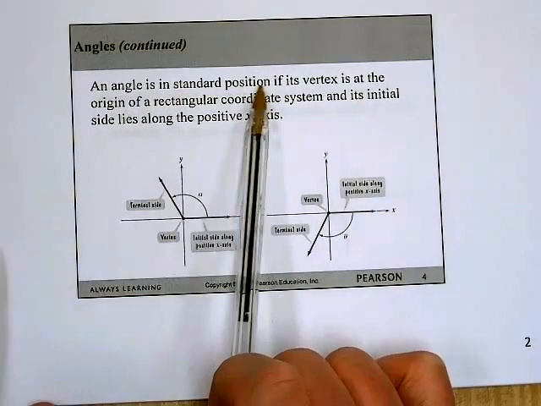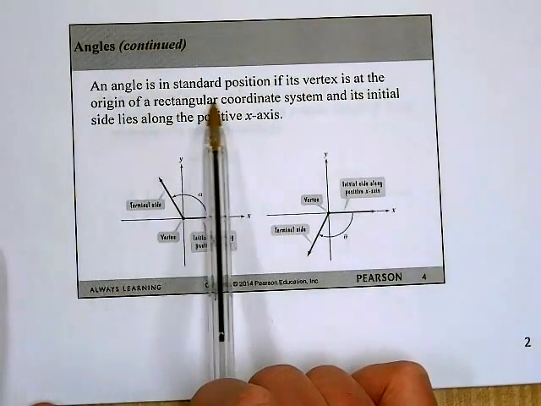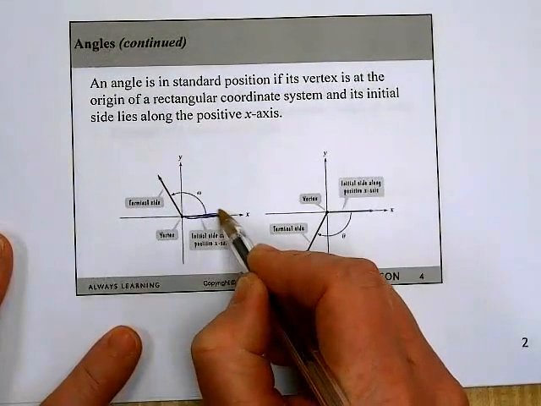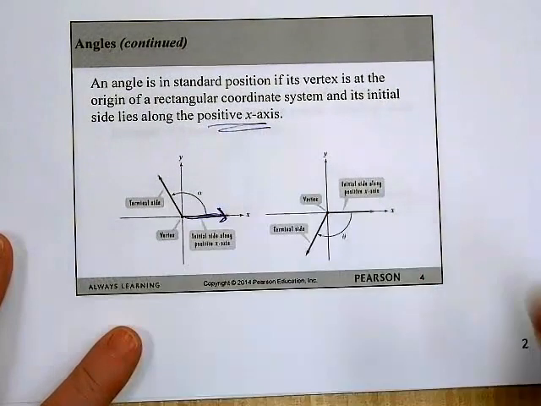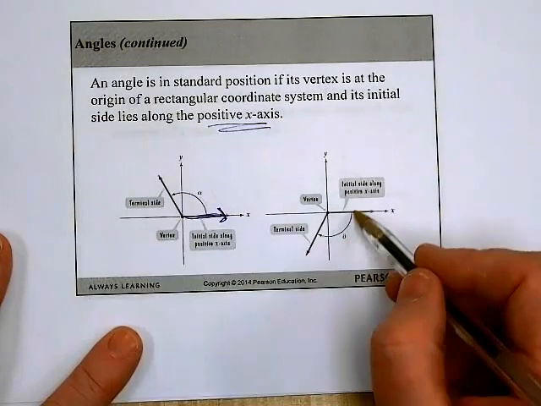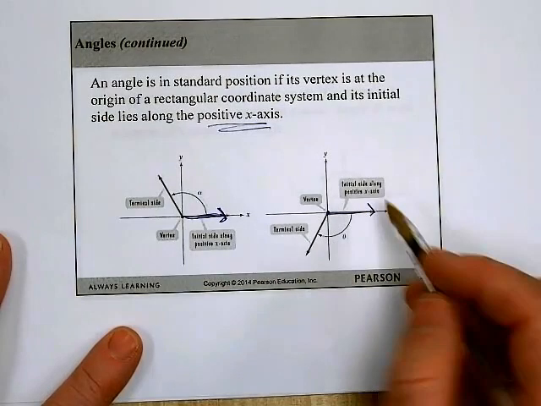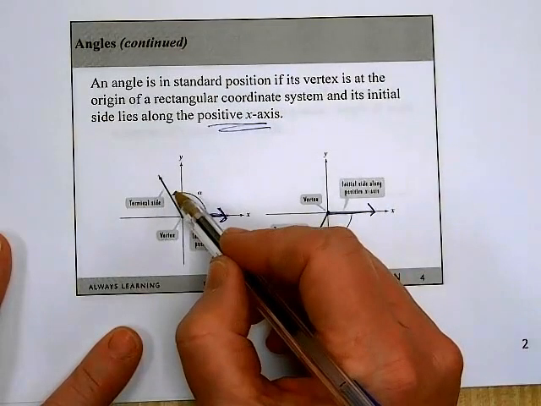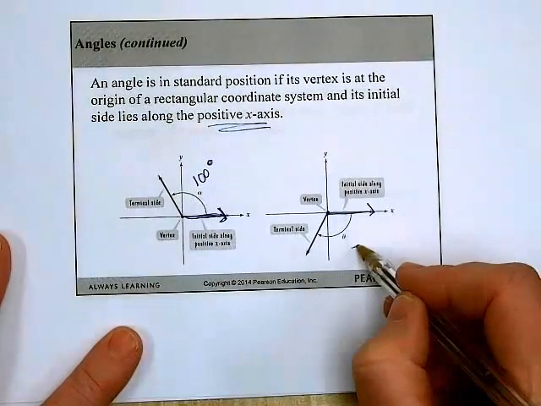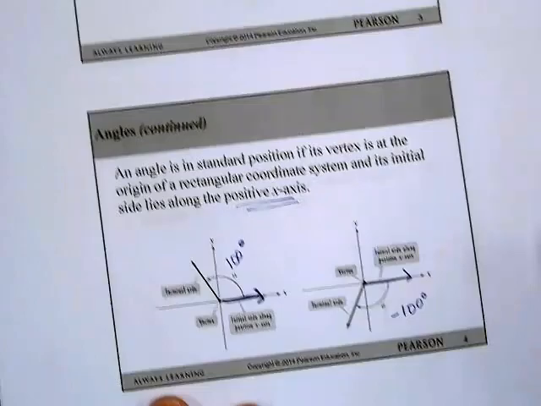An angle is in standard position if its vertex is at the origin of the rectangular coordinate system and its initial side, there's its initial side right there, lies along the positive x-axis. This is a positive angle. It's going to have a positive measure. This angle goes clockwise and it's going to have a negative measure. This one might be, let's see, there's 90, a little past 90. This one might be something like 100 degrees. And this one might be something like negative 100 degrees. So we can have positive angles and we can have negative angles.